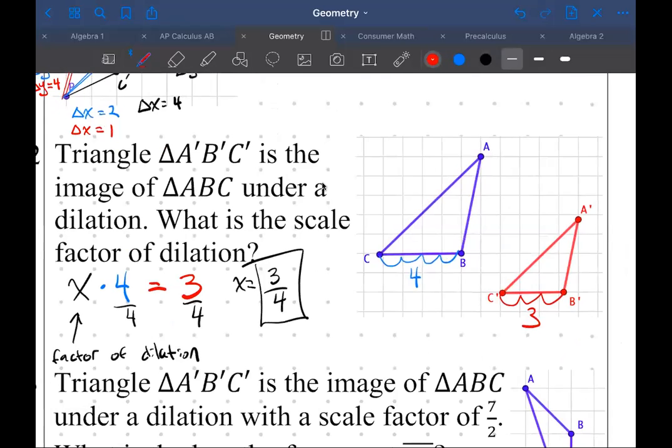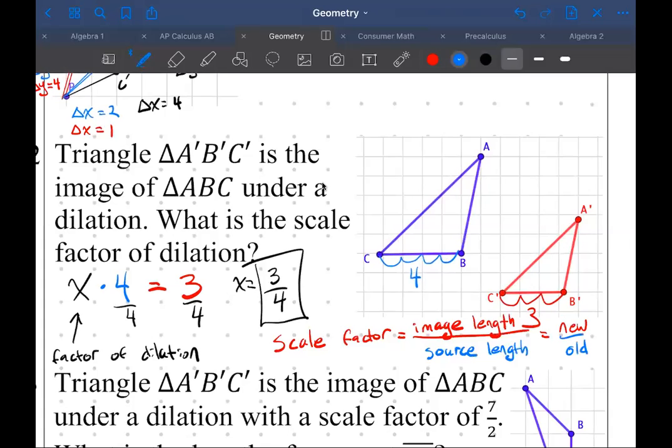Here it is. Scale factor is equal to the image, sorry, the image, so the primes, right? The image length divided by the source length. And if you don't like the words image and source, maybe you want to say it's the new divided by the old. So this is the same thing as saying new divided by old.